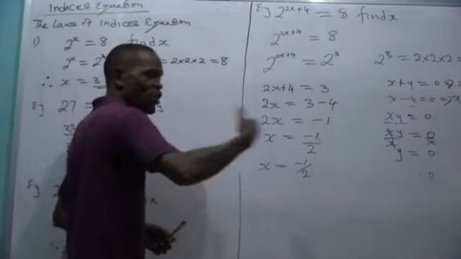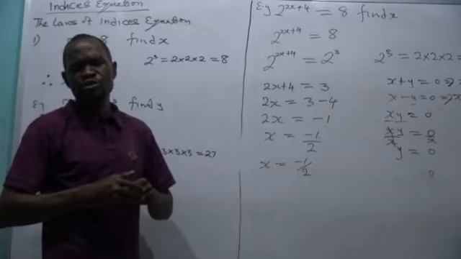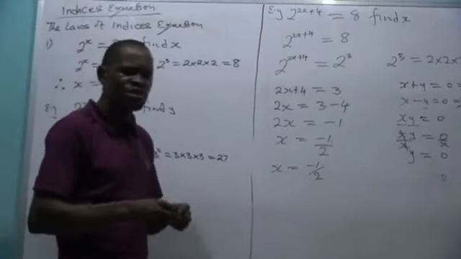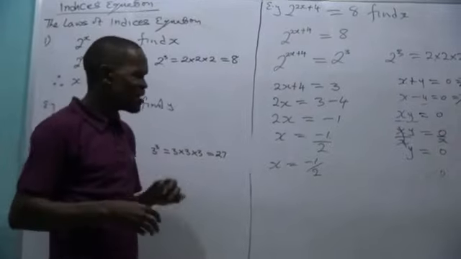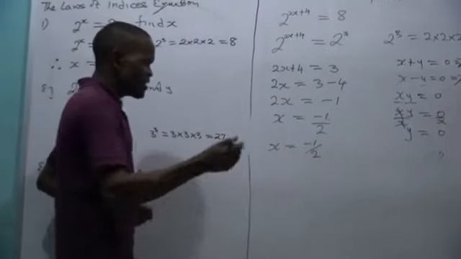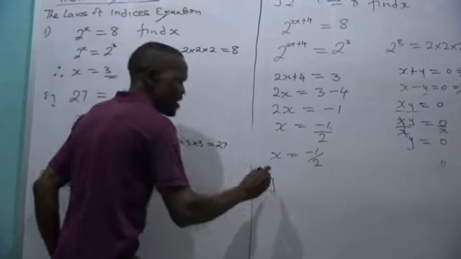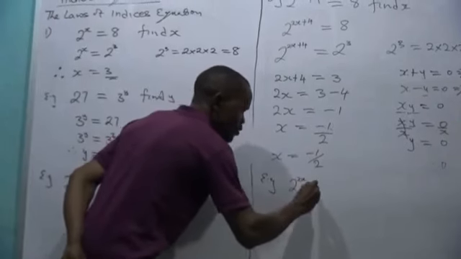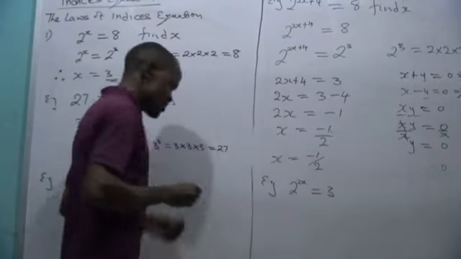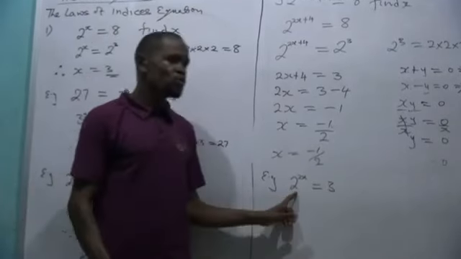That means I take the log of both sides. Which log of both sides? Natural log of both sides, which is log base 10. I'm going to take it to both sides. Let me see an example here. I have 2 raised to power 2x equals 3. This is also an indices equation.